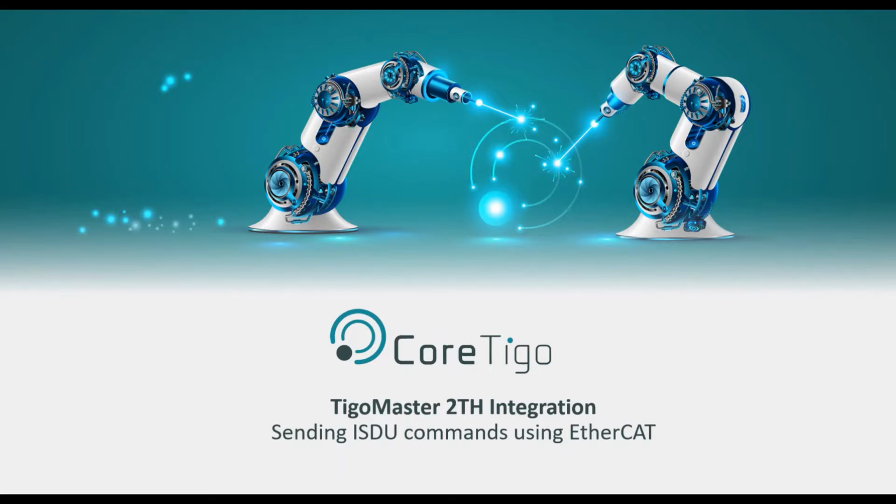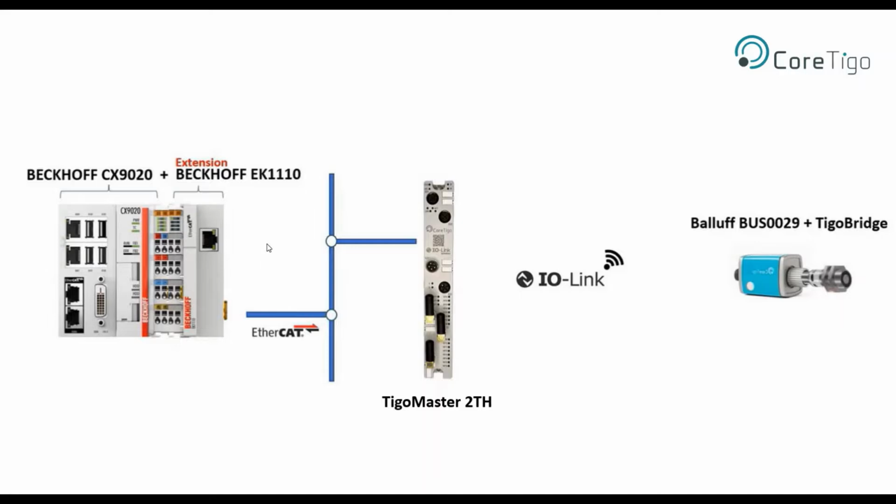In this video, we will demonstrate how to send ISDU commands using EtherCAT to TigoMaster 2TH. In the following example, we will send ISDU commands to a ball of proximity sensor which is connected wirelessly to our TigoMaster. We will use Beckhoff PLC connected to TigoMaster 2TH and communicate using EtherCAT protocol.